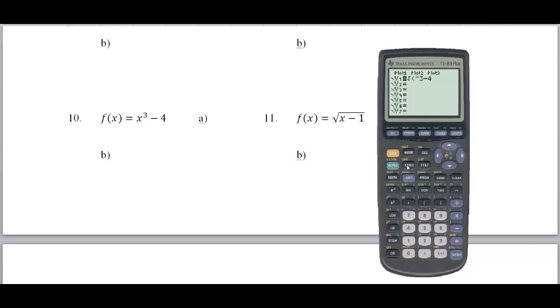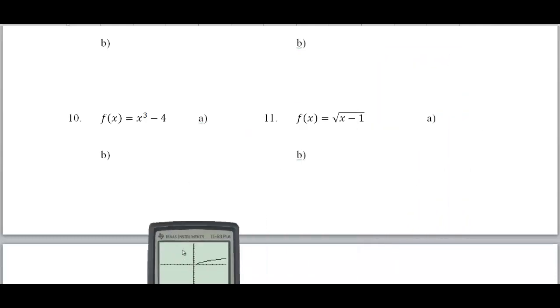This one is going to be the square root of x minus 1. This is going to look like this. Does not fail the horizontal line test. Even though it looks like it flattens out, this constantly increases, but it does so at such a slow rate. It doesn't really look like that on the screen.